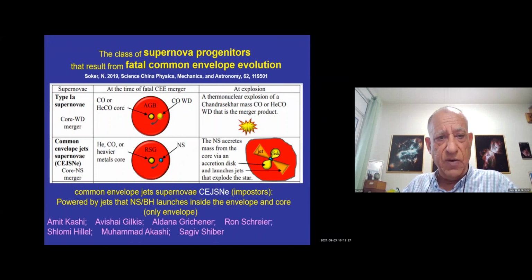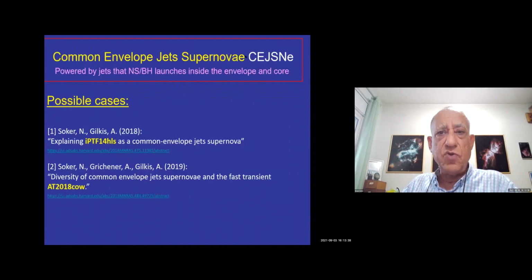So did we see any of these? We had several suggestions for this type of object, common envelope jet supernovae, with Avishai Gilkis. We proposed iPTF 14hls, which is a very enigmatic supernova. And with Aldana Grichener and Avishai Gilkis, we discussed several scenarios, one of them accounting for the supernova called the Cow, which is also a very enigmatic supernova. And you have the link here. I'm sure you're going to read it tonight.